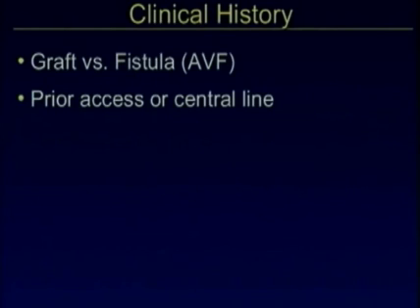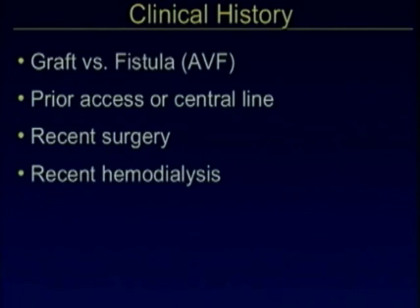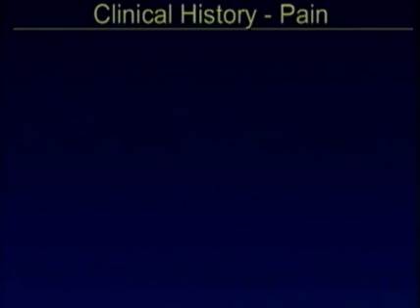We also need to get the history of a prior access or a central line. For example, if the patient has had a recent central line and now comes in with arm swelling, our focus is probably going to be more on a DVT or a stenosis than maybe access malfunction. Recent surgery, again, it's important to know if this graft or fistula is new or old. And also recent hemodialysis. I'll show you an example later of a patient that came in with acute arm swelling after hemodialysis. Each of these has a different differential.